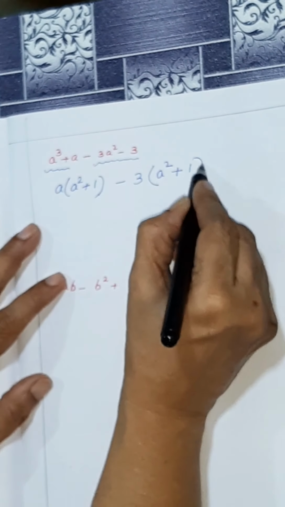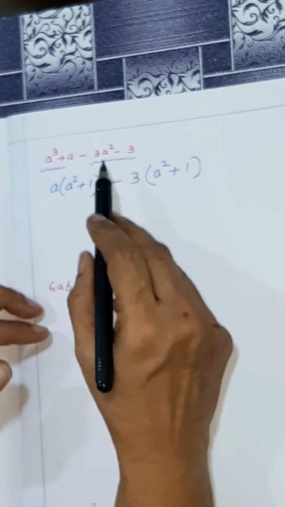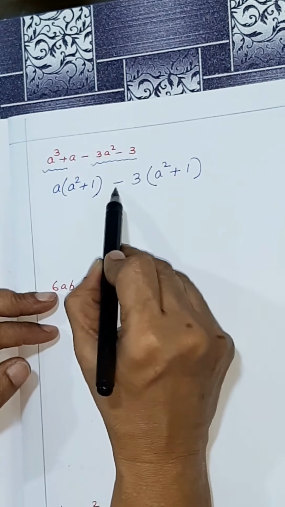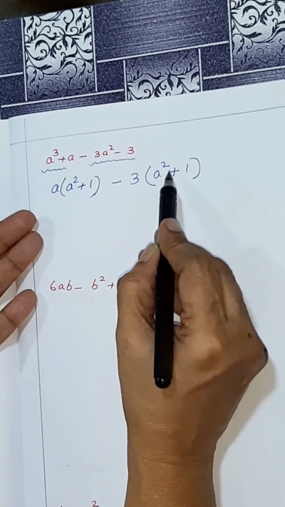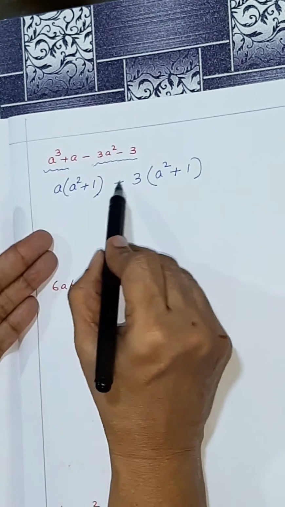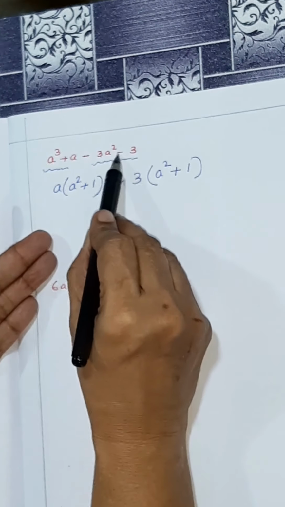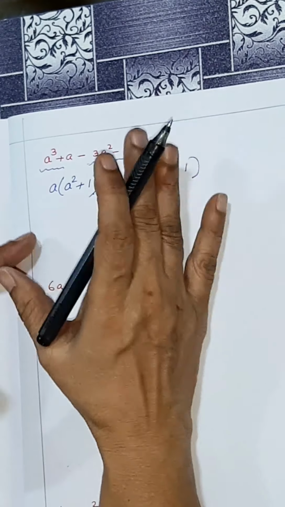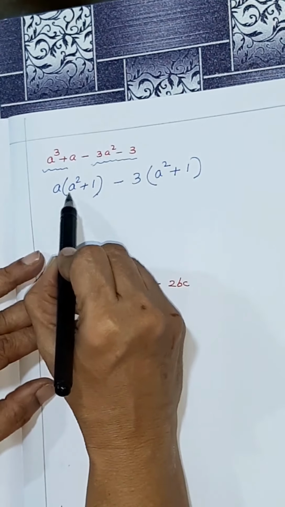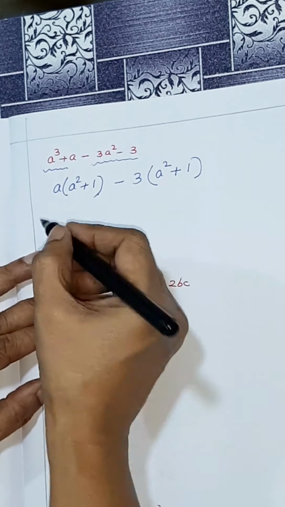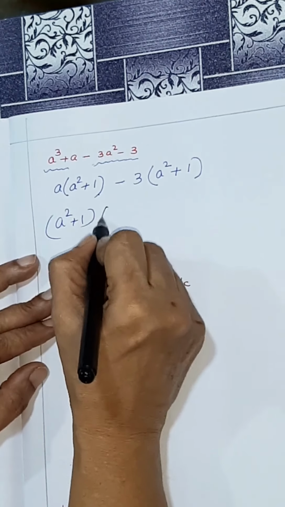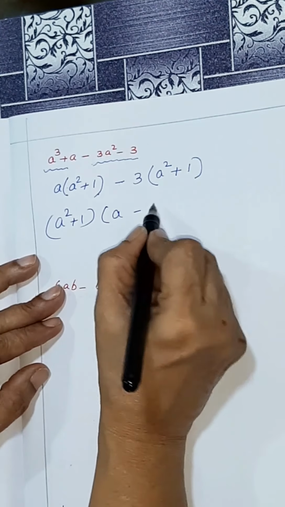1. To check whether you have done it correctly or not, you can simply multiply and see. Minus 3 into a squared will become minus 3a squared, using the distributive property which you have done in the smaller classes, and minus 3 into 1 is minus 3. This is how you check whether you have done it correctly or not. Now in this you again have a squared plus 1 as common in both the terms, so you take it out, and you are left with a in this term and 3 in this.